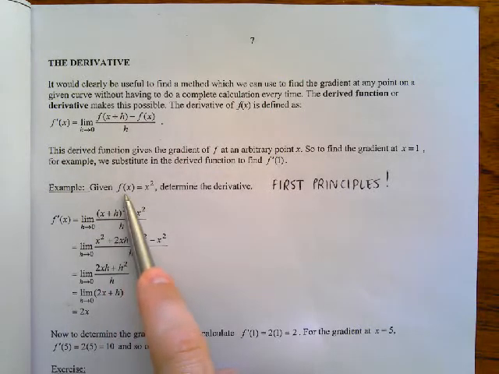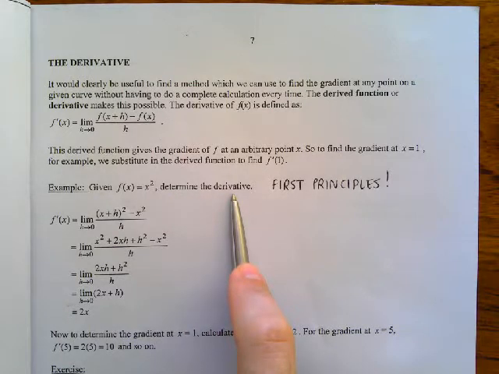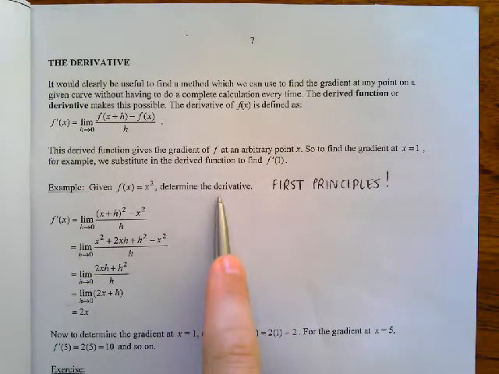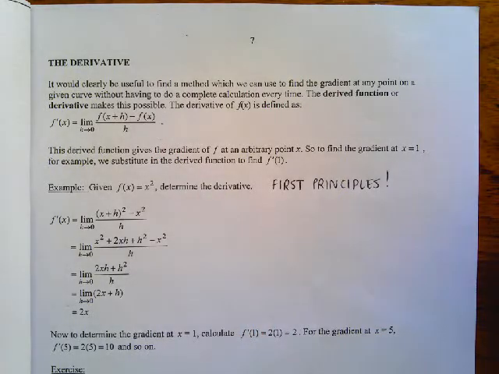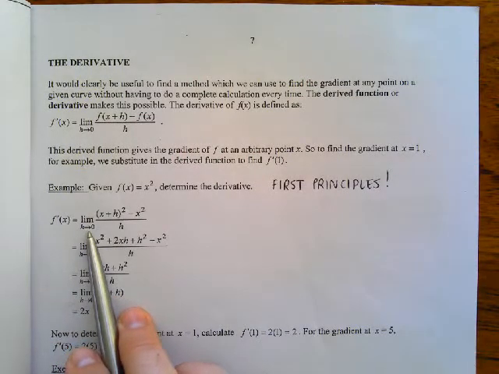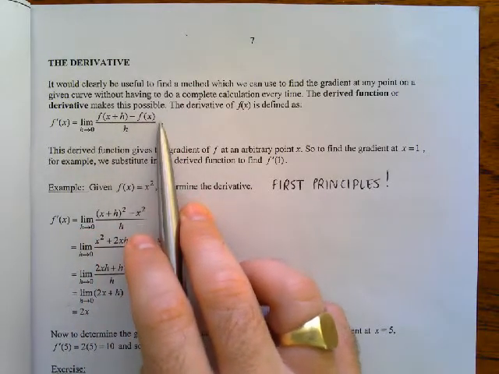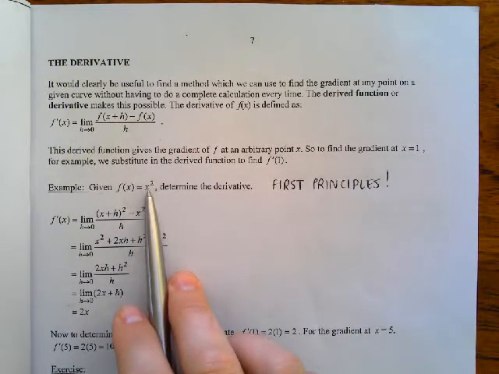Given that f(x) is equal to x squared, which is a basic parabola, determine the derivative. So we don't want the gradient at a point just yet. We want the first derivative, or the formula that describes what the gradient would be at a point. We would then use that formula to find a gradient when we are given a certain point. So there's the first derivative notation, equal to the limit as h approaches 0 of, remember, the standard formula.